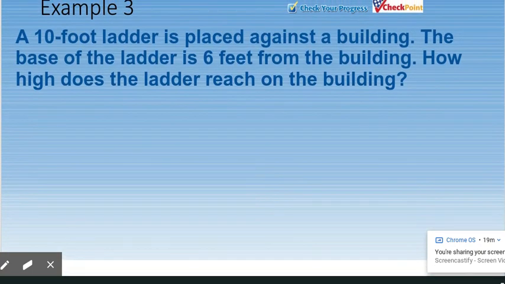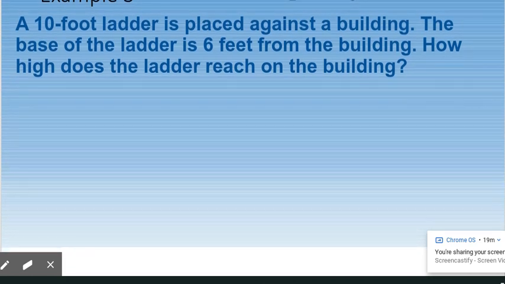For this one, sometimes we're going to have to draw a picture. A 10-foot ladder is placed against the building. The base of the ladder is 6 feet from the building. How high does the ladder reach? So let's just kind of draw it. The ladder's 10 feet. It's 6 feet from the building. We need to figure this part out.